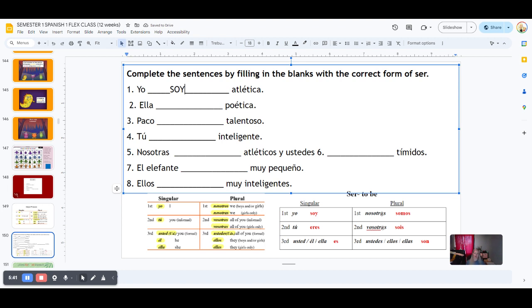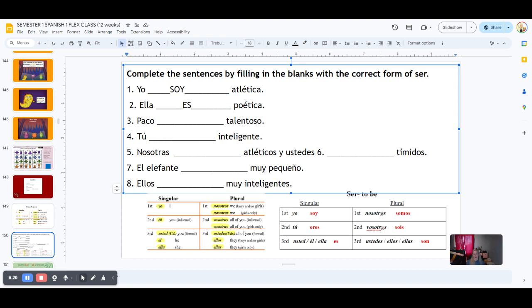Number 2, ella blank poética. Okay, so where's ella? First you have to find ella down here in the chart. Bottom left, ella is she. And then you come to the verb and see what the conjugation for ser would be. And it is es. So ella es poética means she is poetic. And in Spanish, it could be poético or poética because there's lots of different endings. It could be O's or A's depending on if it's a girl or a boy. And so here it's a she, so we change the adjective to end with an A.